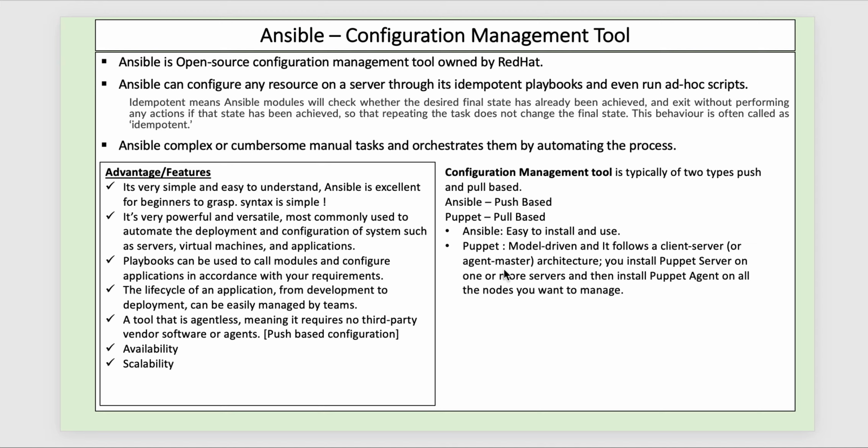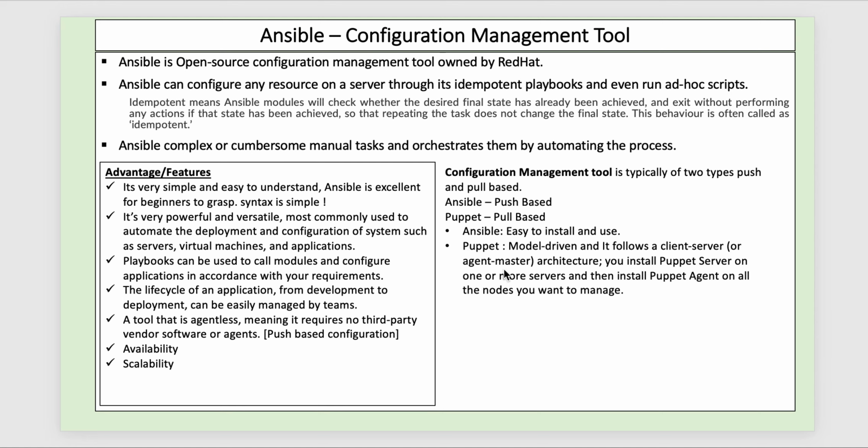So Ansible is easy to install and use basically because it's push based. Let's take an example of what exactly happens in the pull based. Pull based is actually a client-server kind of architecture, or you can say agent and master architecture, where you install the master on one of the servers and on all the other servers you need to install an agent, right?